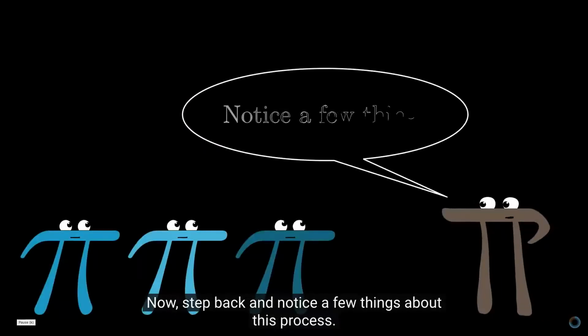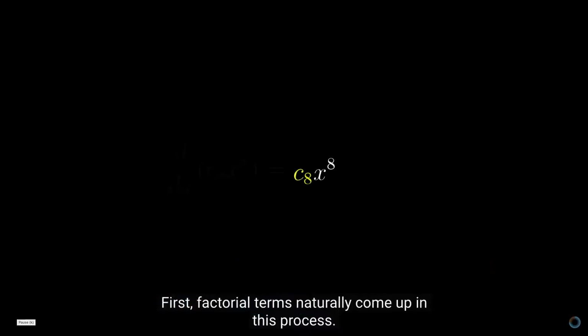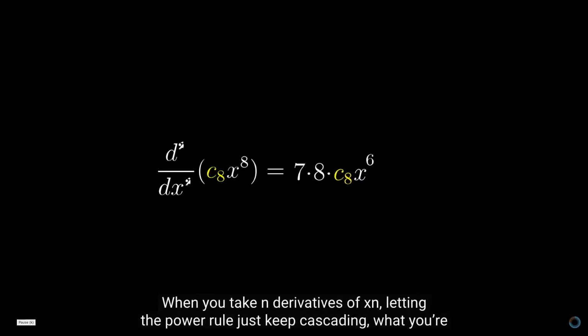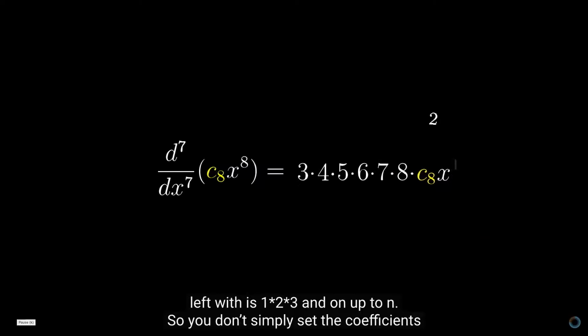Now, take a step back and notice a few things happening with this process. First of all, factorial terms come up very naturally in this process. When you take n successive derivatives of the function x to the n, letting the power rule just keep cascading on down, what you'll be left with is 1 times 2 times 3, on and on and on, up to whatever n is.